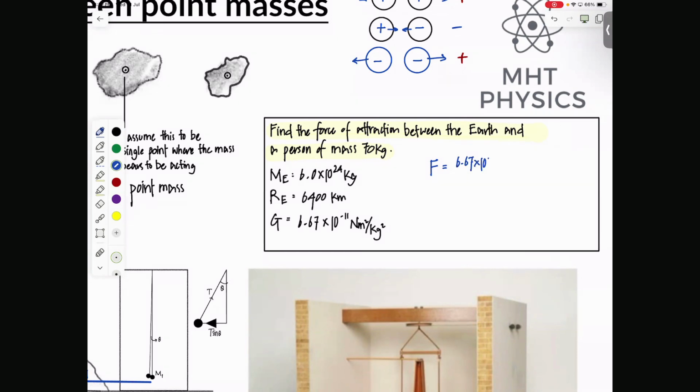6.67 into 10 to the power minus 11 into mass, 6 into 10 to the power 24 into 70, divided by the separation. Because the person is on the Earth, the separation is going to be that radius, so 6,400 into 10 to the power 3, converted to meters, and then square. Once you put them all together, the answer is going to be 684 Newton, and that happens to be the weight of the person. Okay, so this is also the weight.